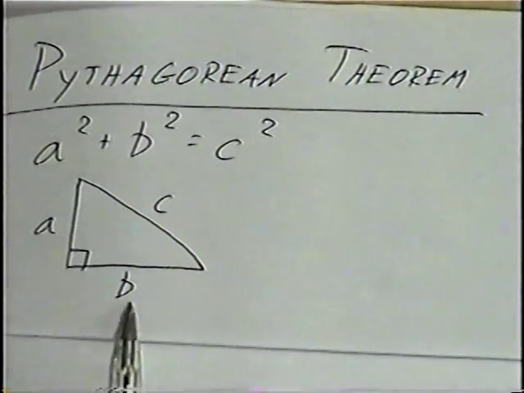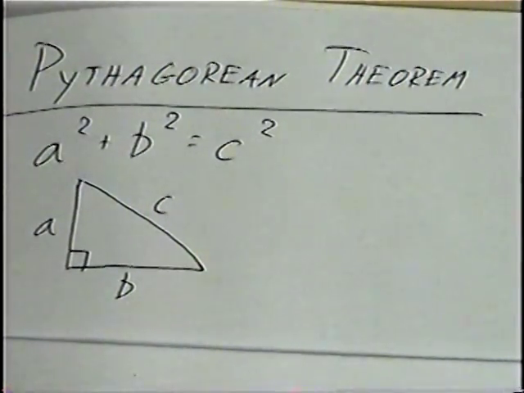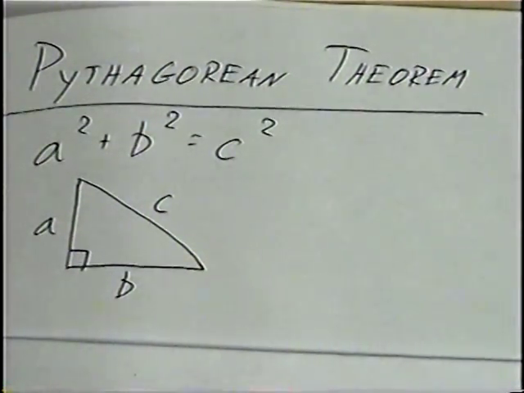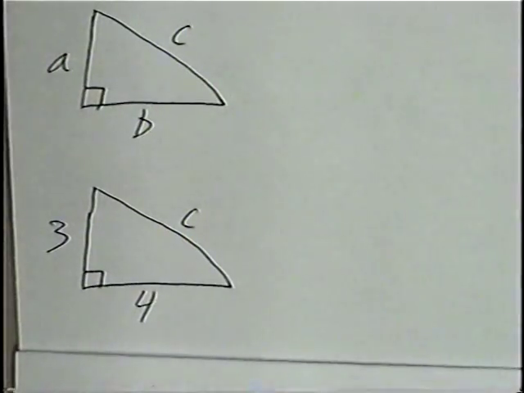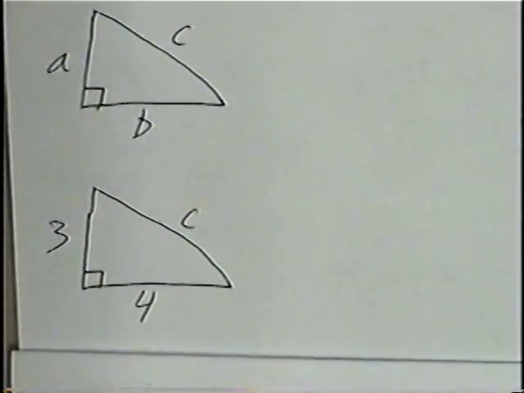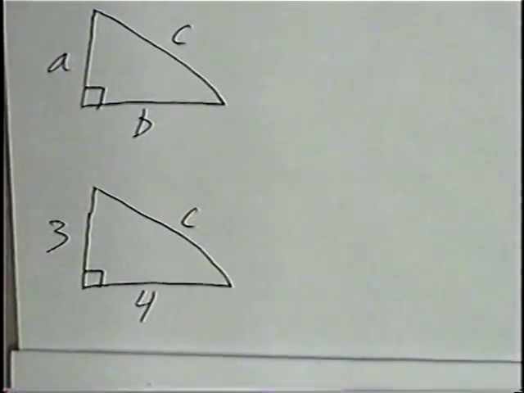squared, add those together, that will be equal to c squared. First problem, using Pythagorean theorem. Given a triangle with two sides of 3 and 4, we can find the missing side, which is c.